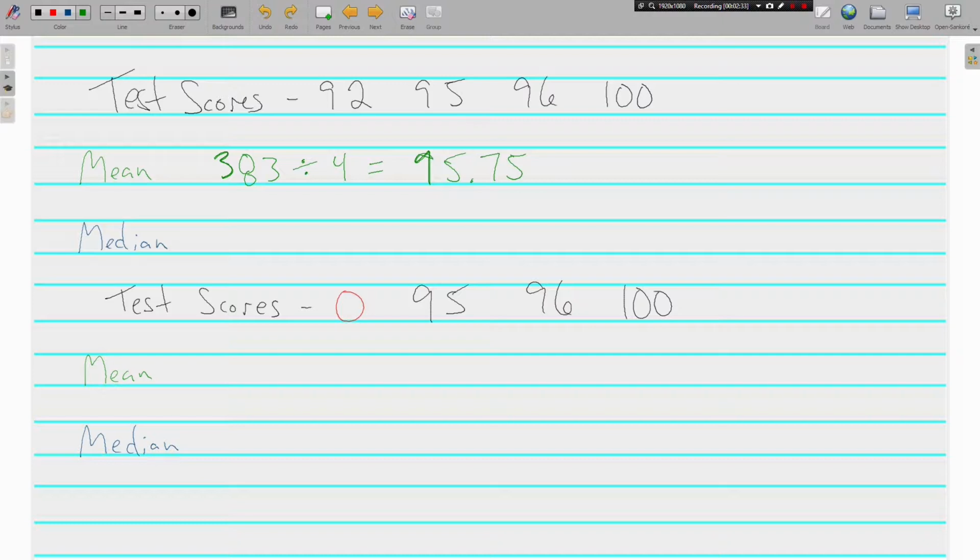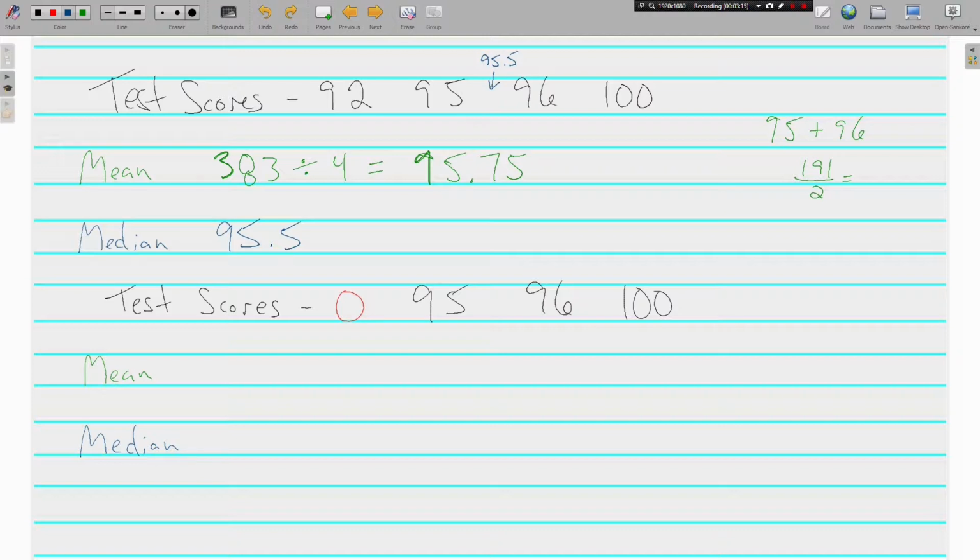The median is right in the middle of 95 and 96. Again, quick review: you add 95 and 96 together and you get 191, and you find the average of those two numbers, so you divide by 2, and our median is 95 and a half, or 95.5. That would be right in the middle of those two. So with those four test scores, 92, 95, 96, 100, we have a mean of 95.75 and a median of 95.5. Those are really close to each other.